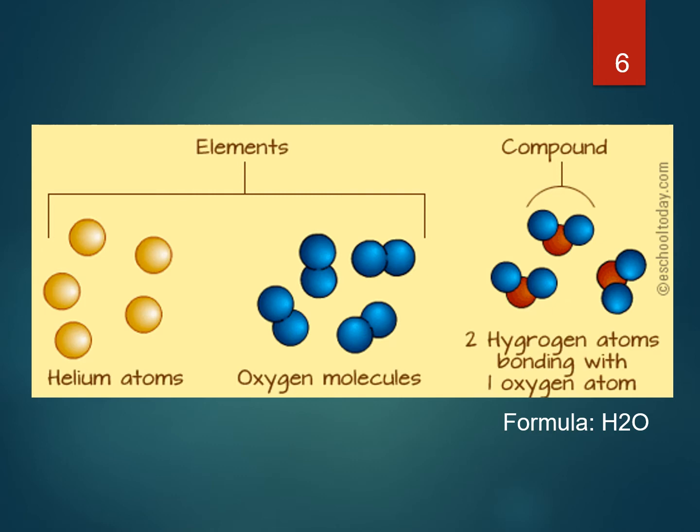Now, we use symbols to represent different types of atoms. So here, the H symbolizes hydrogen and the O symbolizes oxygen. When we write it together to symbolize water as H2O, we call that a formula.